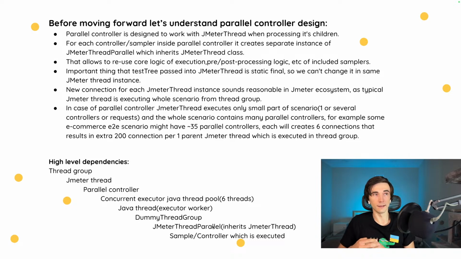So why is it not good? We want these small JMeter thread parallels, like these 6 ones, to be reused. We want them to have a little bit different logic compared to a normal JMeter thread. Because let's say we have some e-commerce end-to-end scenario with 35 parallel controllers in the scenario, right? We want these 6 threads to be reused among all 35 controllers. But originally it is creating new parallel threads for every controller. So it's generating a really huge amount of connections.